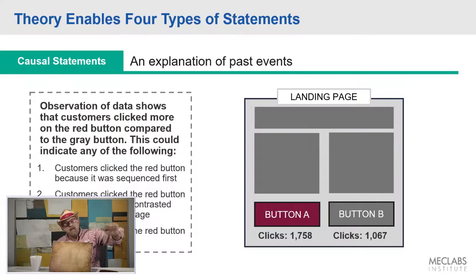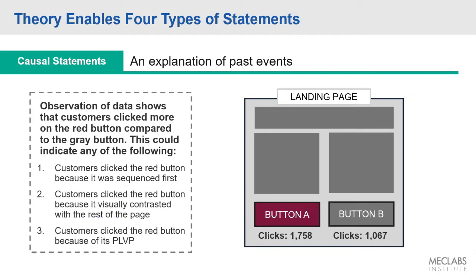Stay with me because, again, there's 4 of these and they connect in the bigger way as we get to marketing. The second is we can make statements that have to do with an explanation of past events. So these are telling us what happened. Look at the 3 observations. Customers clicked the red button because, there's that all-important word, it was sequenced first. That's one theory, could be true. It's a statement, it's a proposition that we may want to validate.